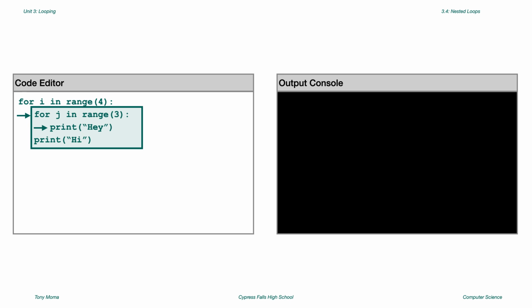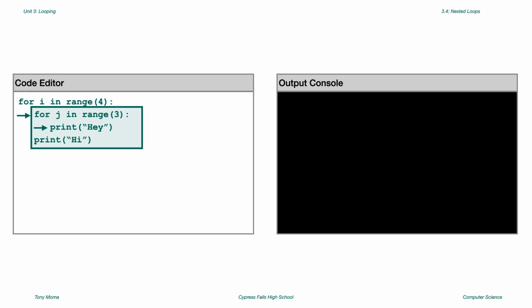Now suppose I add another print statement to the green box. Now how does this print hi statement differ from the print hey statement, other than the fact that they print different strings? You probably noticed that the print hi statement is only indented 1 level instead of 2. What does that mean? Well, that means the print hi statement does not belong to the inner for loop. It only belongs to the outer for loop.